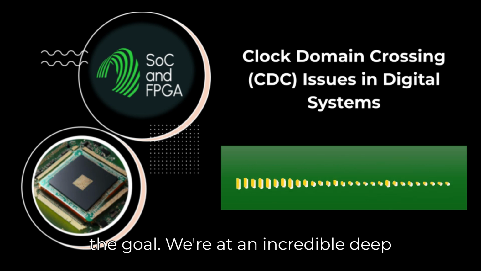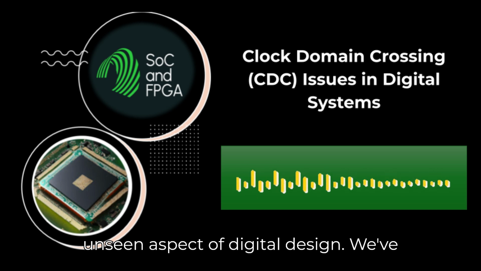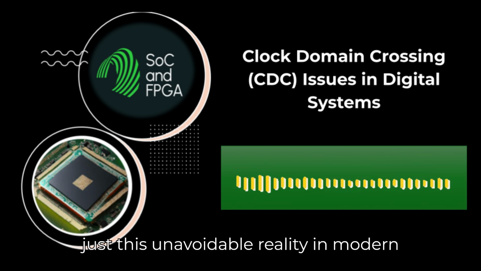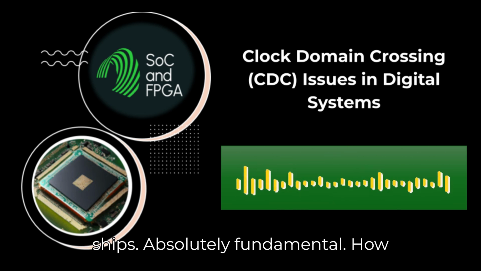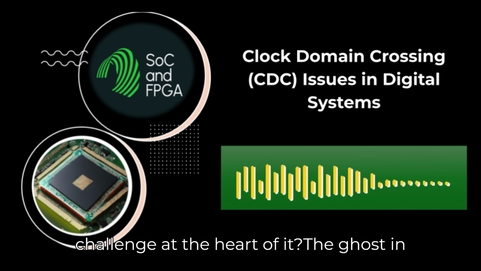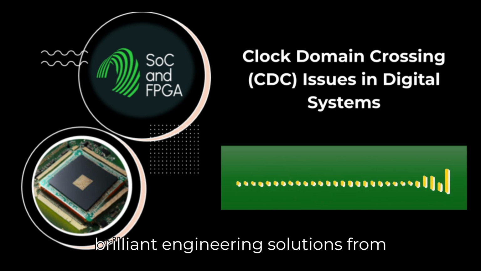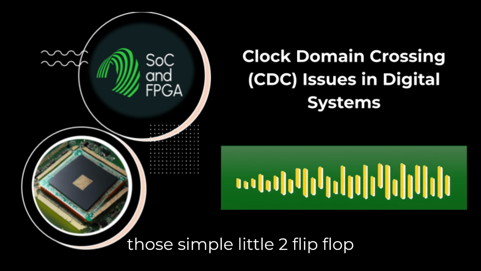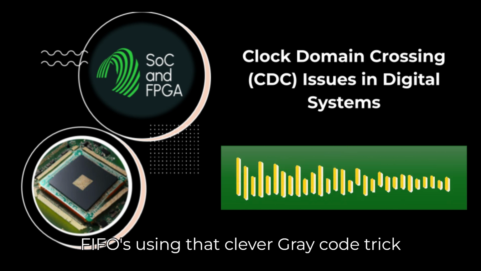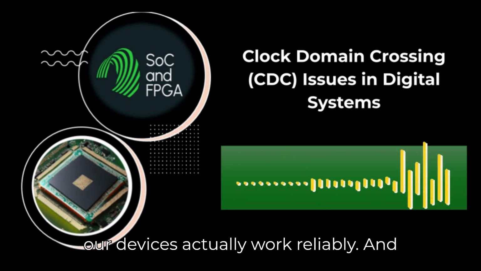That's the goal. We're at the end of an incredible deep dive. We've really gone through the weeds on a crucial, yet, like you said, often unseen aspect of digital design. We've unpacked how clock domain crossing is just this unavoidable reality in modern chips. Absolutely fundamental. How metastability is that core probabilistic challenge at the heart of it. The ghost in the machine, almost. Yeah. And how brilliant engineering solutions, from those simple little 2 flip-flop synchronizers all the way up to complex FIFOs using that clever gray code trick, manage these probabilities to make sure our devices actually work reliably.